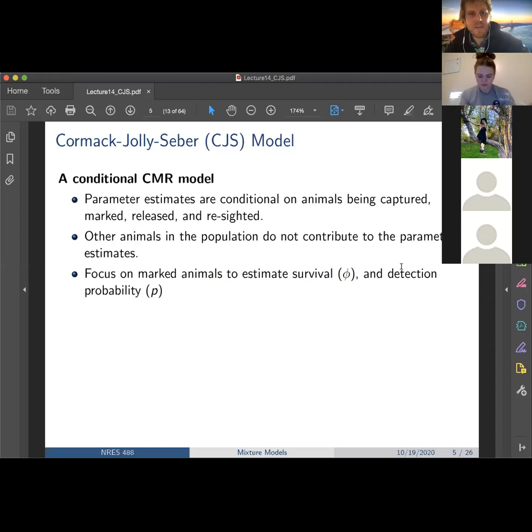All right, so we're focusing on marked animals to estimate survival and detection probability in CJS models. Those are the two main parameters that we're interested in, phi and p. That little symbol here is the Greek symbol for phi, and then we have p, which has always been our estimate of detection probability.